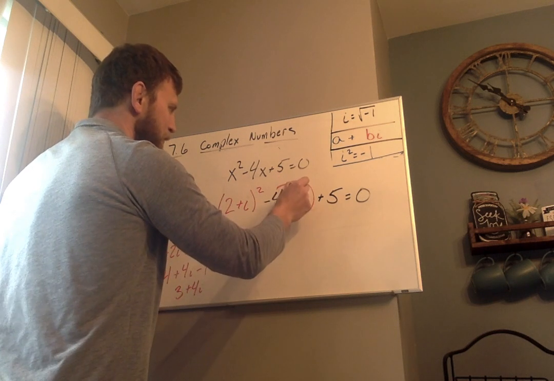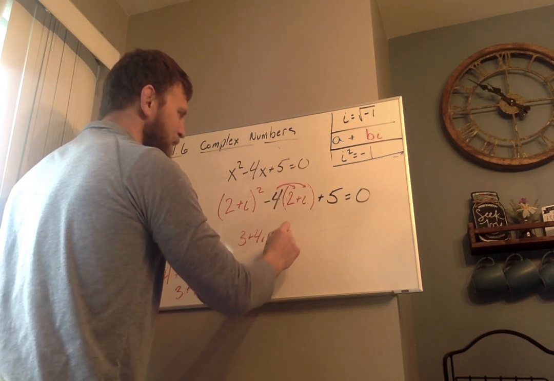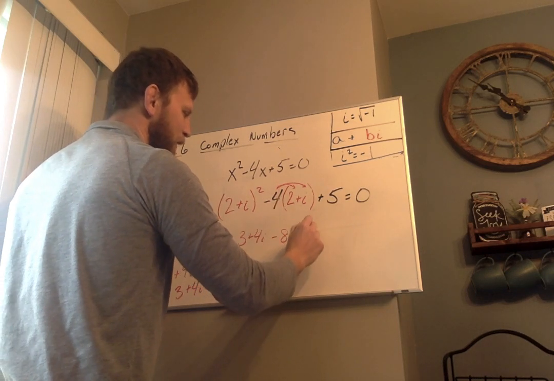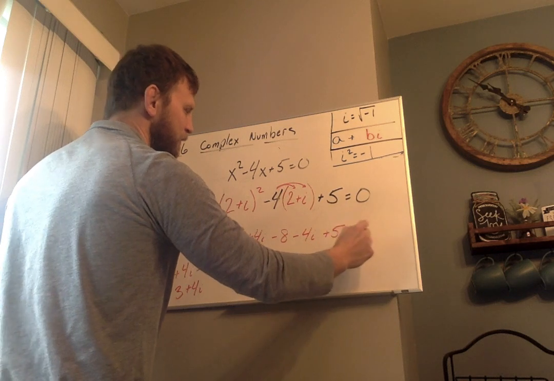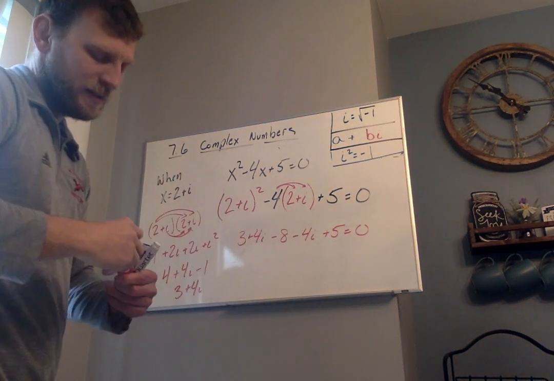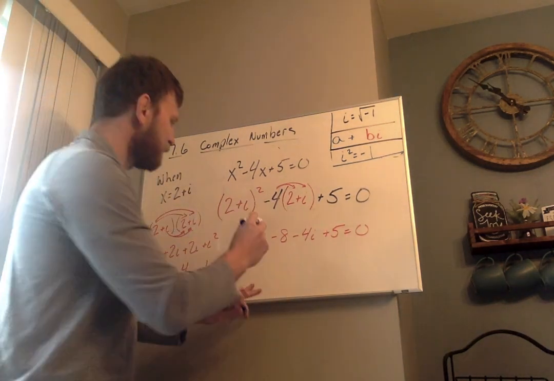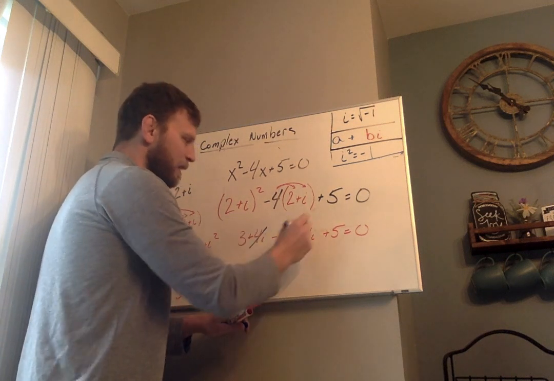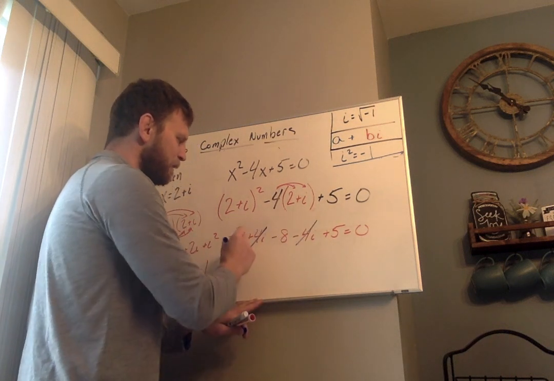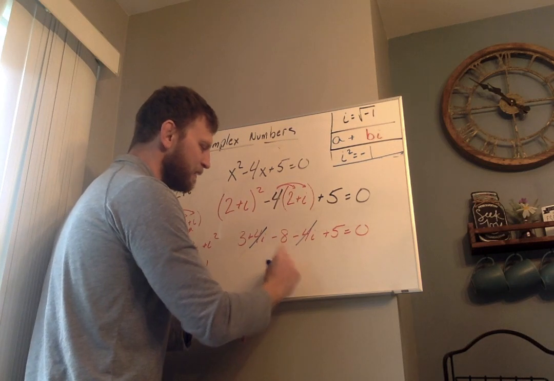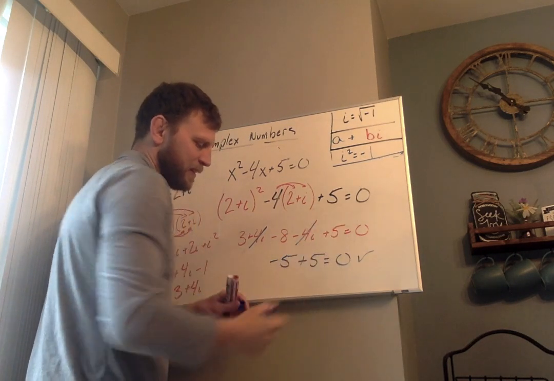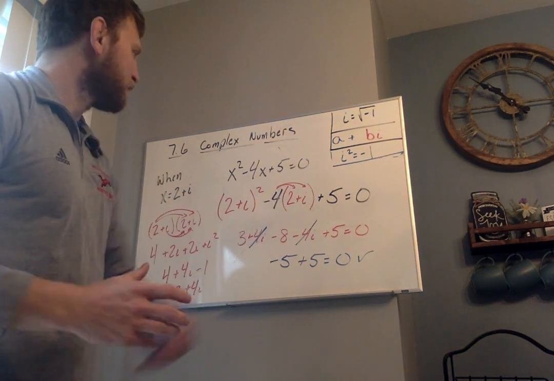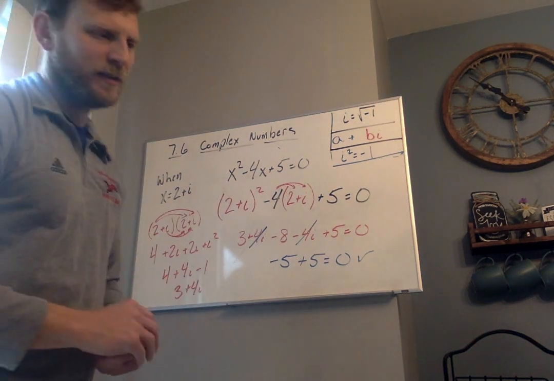Here I'm going to distribute. So it's going to be minus 8 minus 4i, plus 5 equals 0. Now I have plus 4i minus 4i. They cancel. 3 minus 8 is negative 5. So I have negative 5 plus 5, and that's 0. So I just showed it. That's the work that goes into it.